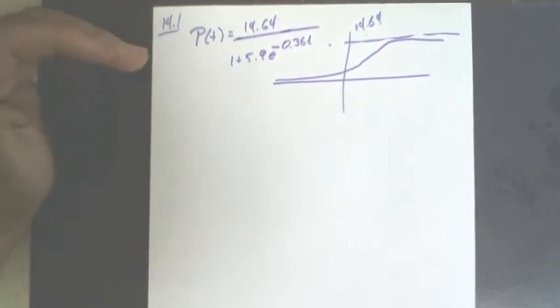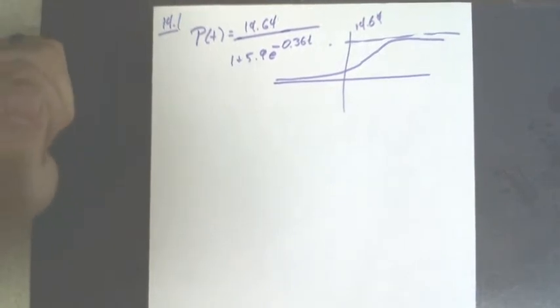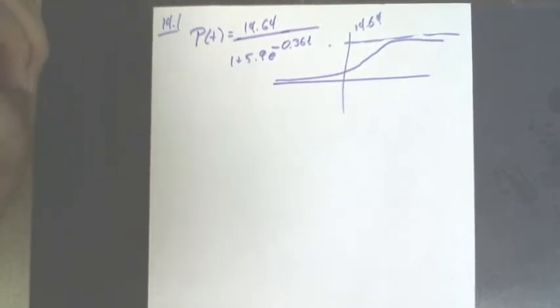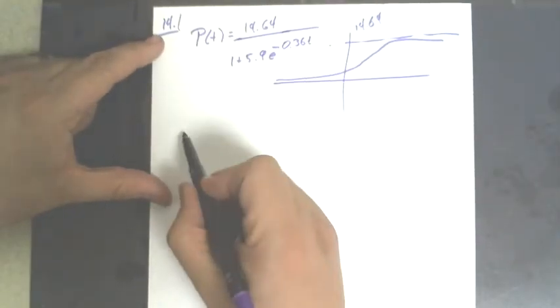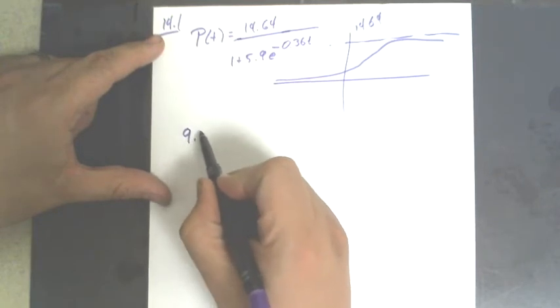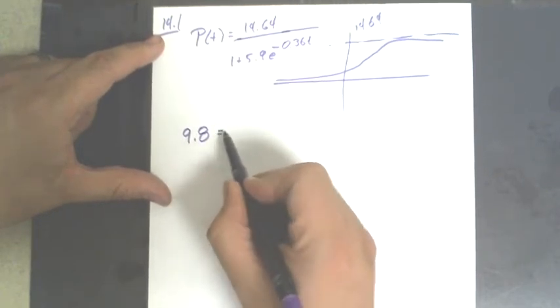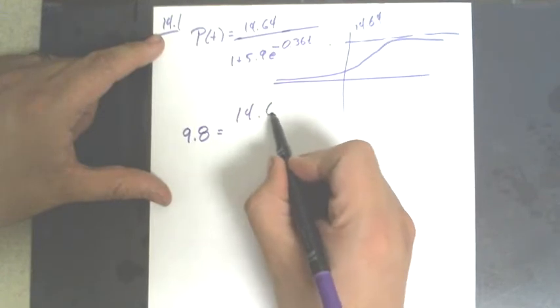Sorry. So be careful about how much you breed. So calculate the year the population will reach 9.8 billion. So if this models the population, we want to know when this equals 9.8 billion. So set it equal to 9.8.